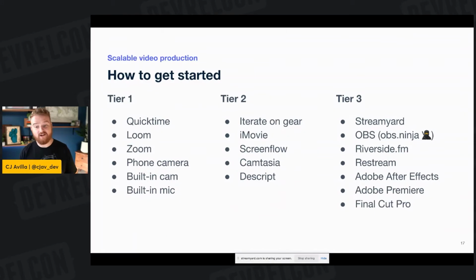Tier 3 is when you'll start actually leveling up into doing some more live streaming and/or using sophisticated editing software, maybe motion graphics tools. But you absolutely don't need to jump directly into this tier 3 situation.